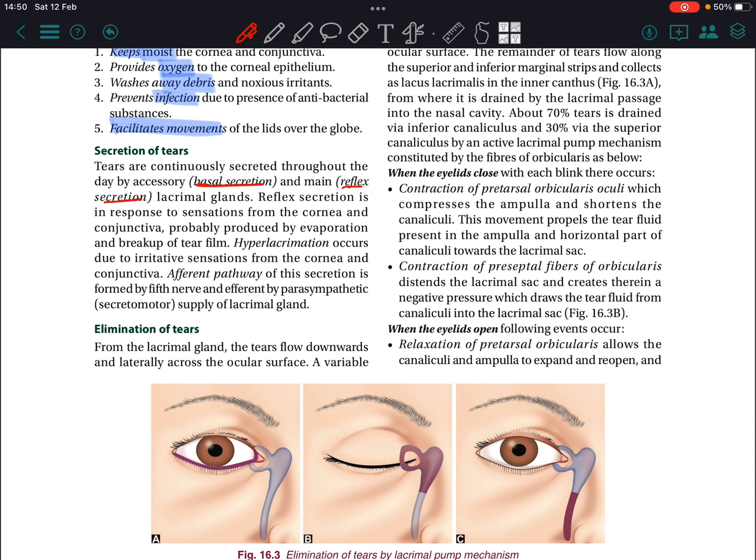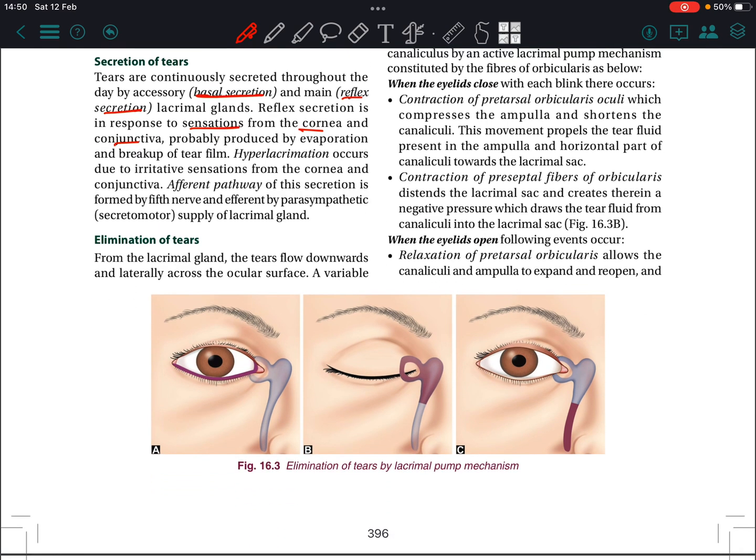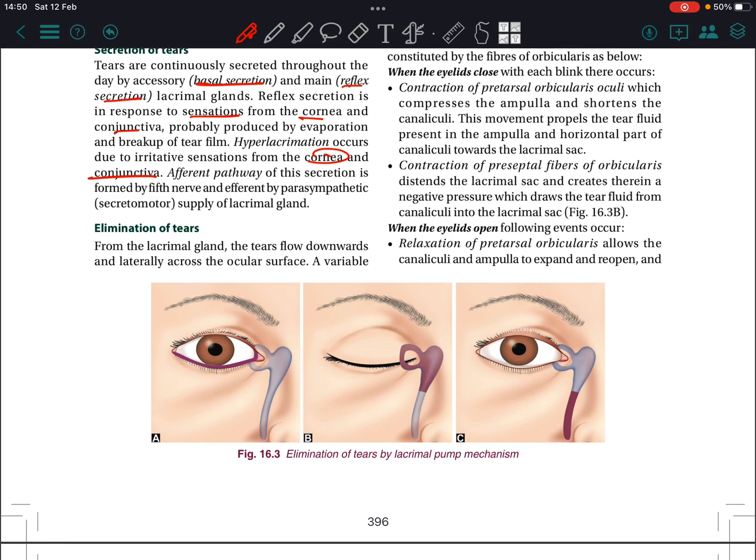Reflex secretion responds to sensation from the cornea and conjunctiva, probably produced by evaporation and breakup of the tear film. Hyperlacrimation occurs due to irritative sensation from the cornea and conjunctiva. The afferent pathway of the secretion is formed by the fifth nerve and the efferent by parasympathetic secretomotor supply to the lacrimal gland. Elimination of tears is by the lacrimal pump mechanism.